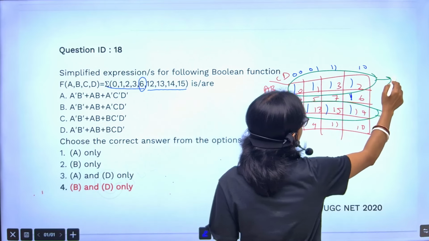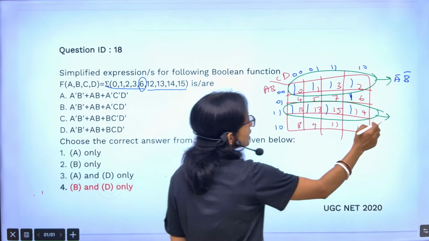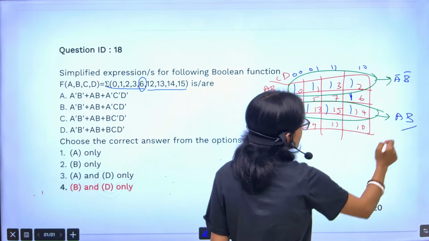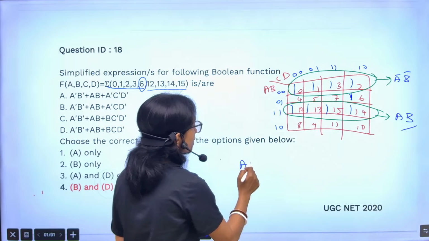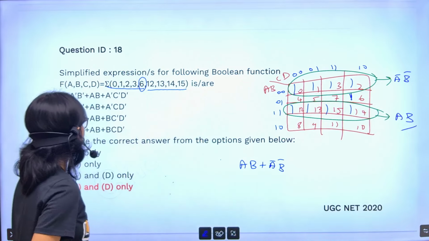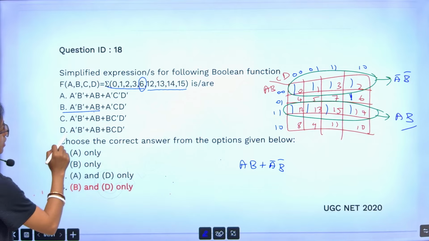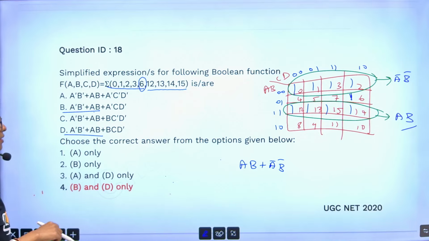This is 0, 0 means you are getting here A bar, B bar. For this one, you are getting AB. That is correct. So I am getting AB plus A bar, B bar. You see in option B also this is AB plus A bar B bar. Option D also AB plus A bar B bar.